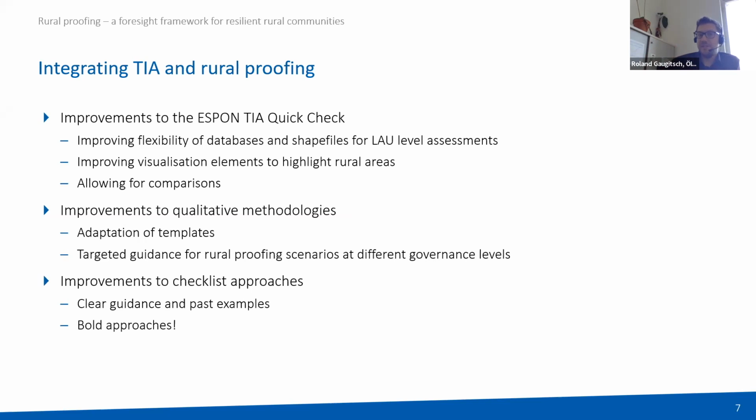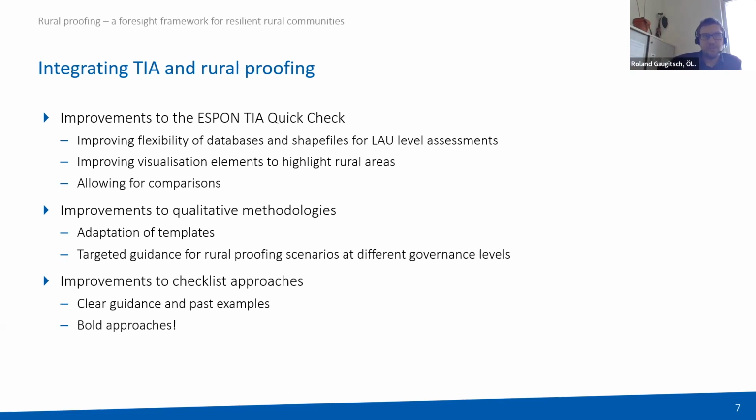Improving the visualization elements. At the moment, the territorial impact assessment tool just assesses all European regions at the same time, but there is no possibility to highlight rural areas explicitly, which could contribute quite a lot to improving the visibility of rural areas and allowing for concrete comparisons. So, looking at comparisons between rural areas and other regions across Europe.